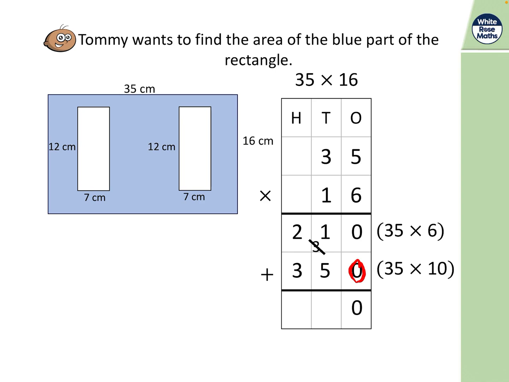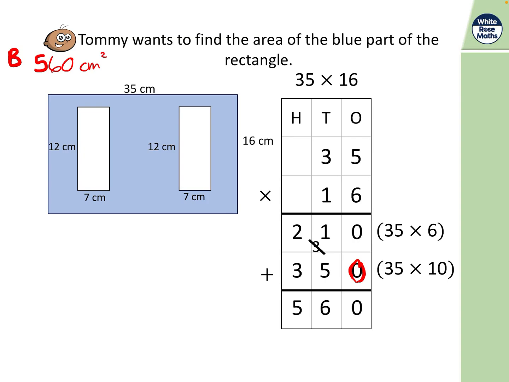Put our placeholder in. We're going to do 10 times 5 is 50. 10 times 30 is 300. And then we're going to add them up. 0, 0 is 0. 1 and 5 is 6. And 2 and 3 is 5. So we know that if these white bits were not there, we would have 560 centimetres squared here. So we can make a little note. Blue is 560 centimetres squared.